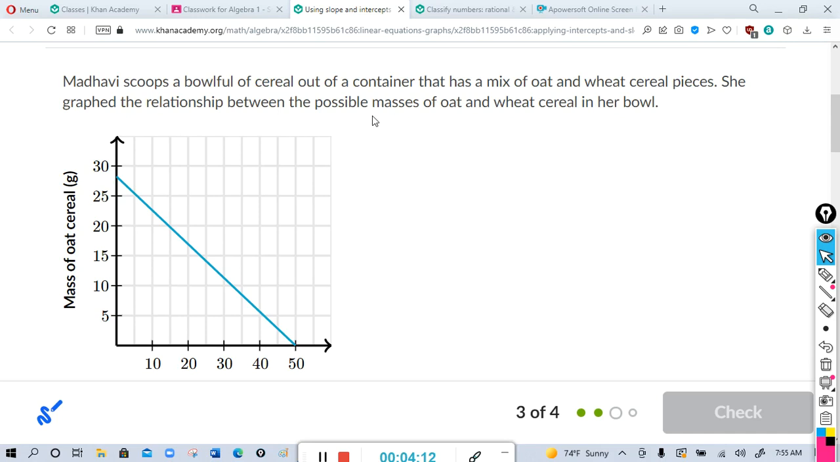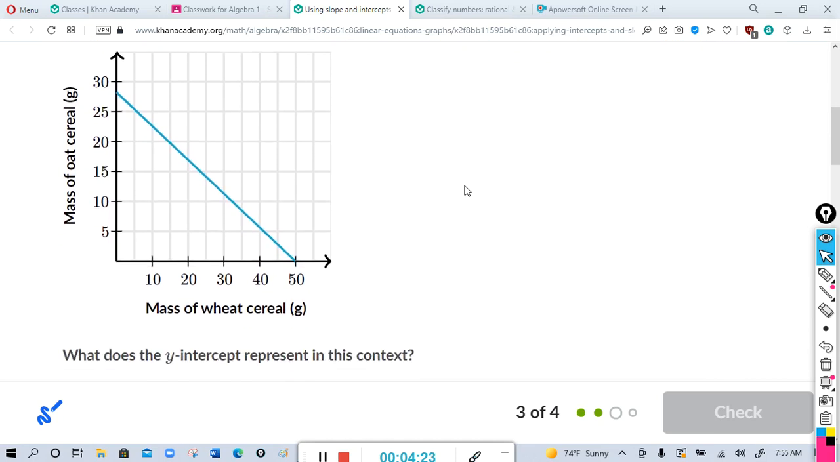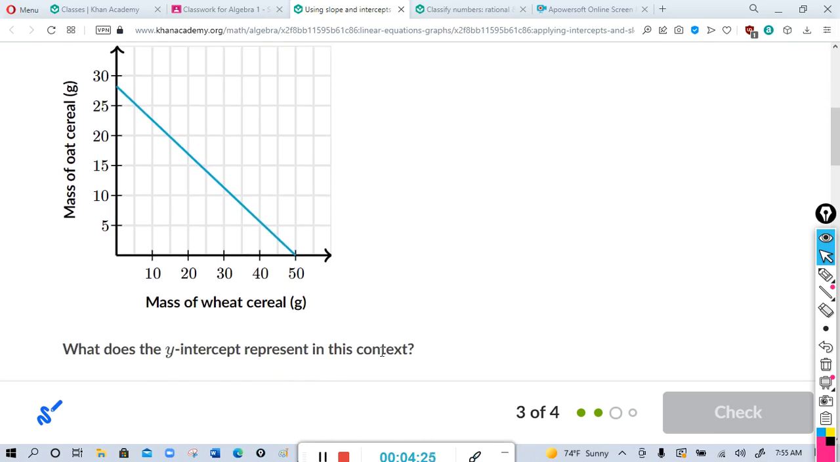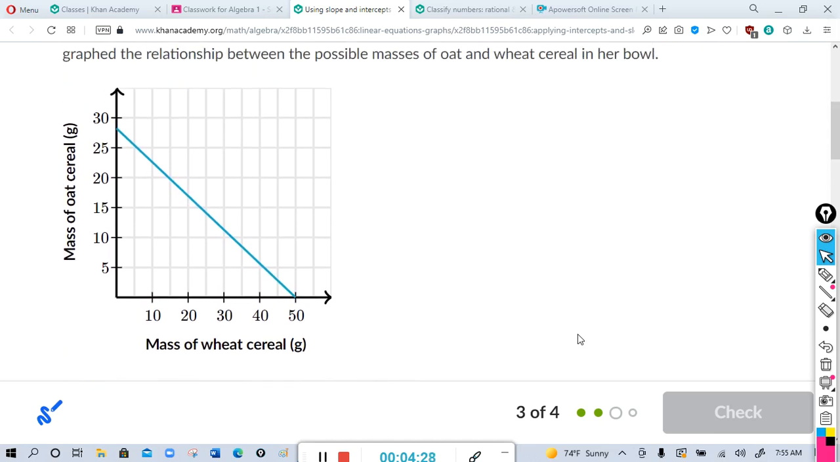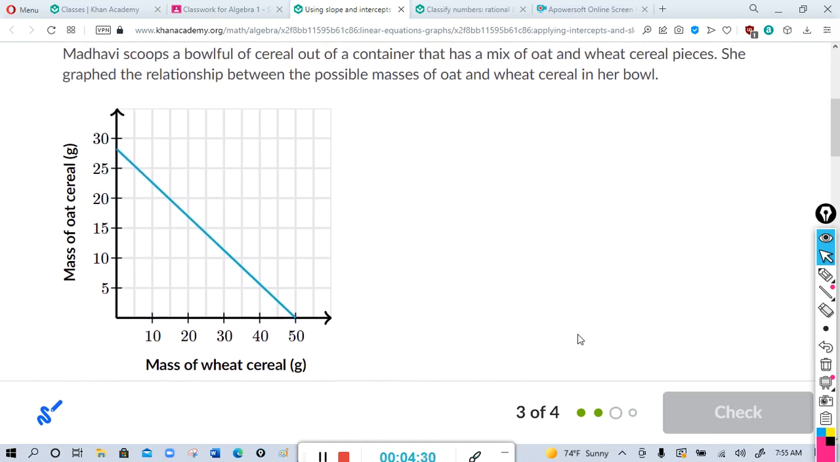Madhavi scoops a bowl of cereal out of a container that has a mix of oat and wheat cereal pieces. She graphed the relationship between the possible masses of oat and wheat cereal in her bowl. What does the y-intercept represent in this context? The y-intercept, again, this is the y-axis. This is the y-intercept right here.